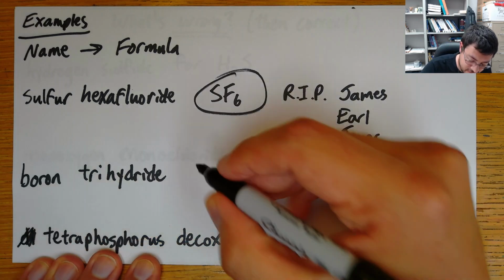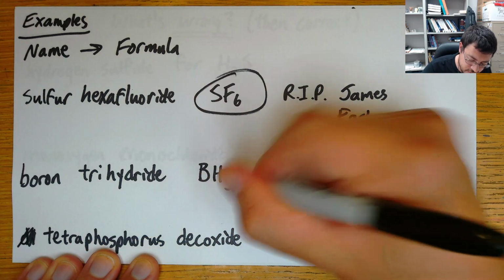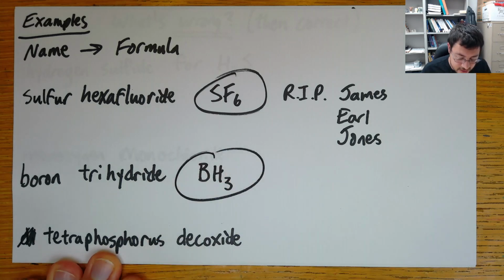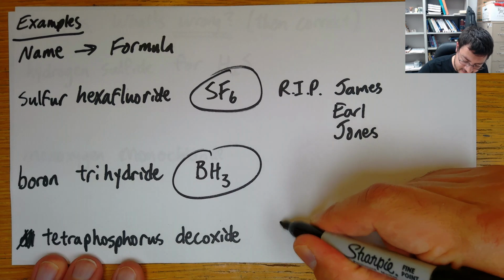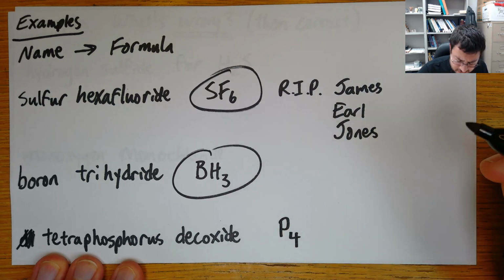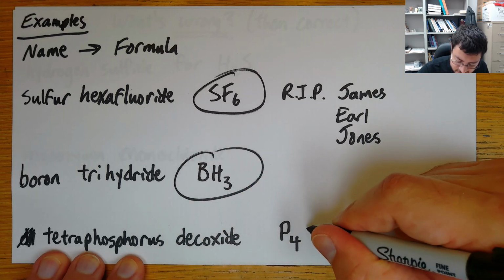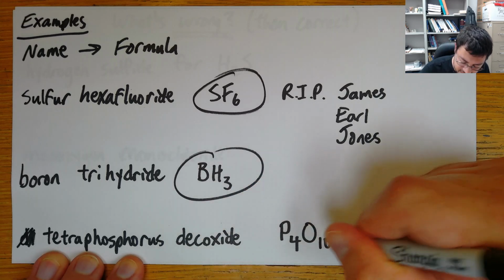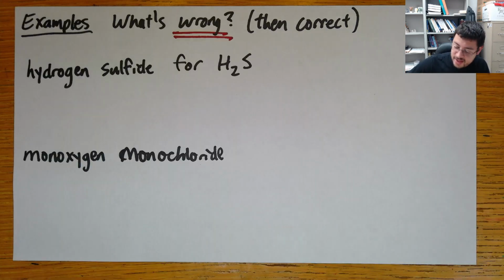Boron trihydride, BH3. Tetraphosphorus decoxide. Tetra, so we're going to have four phosphoruses. Decoxide, so 10 oxygens, P4O10. All right, and then last page.